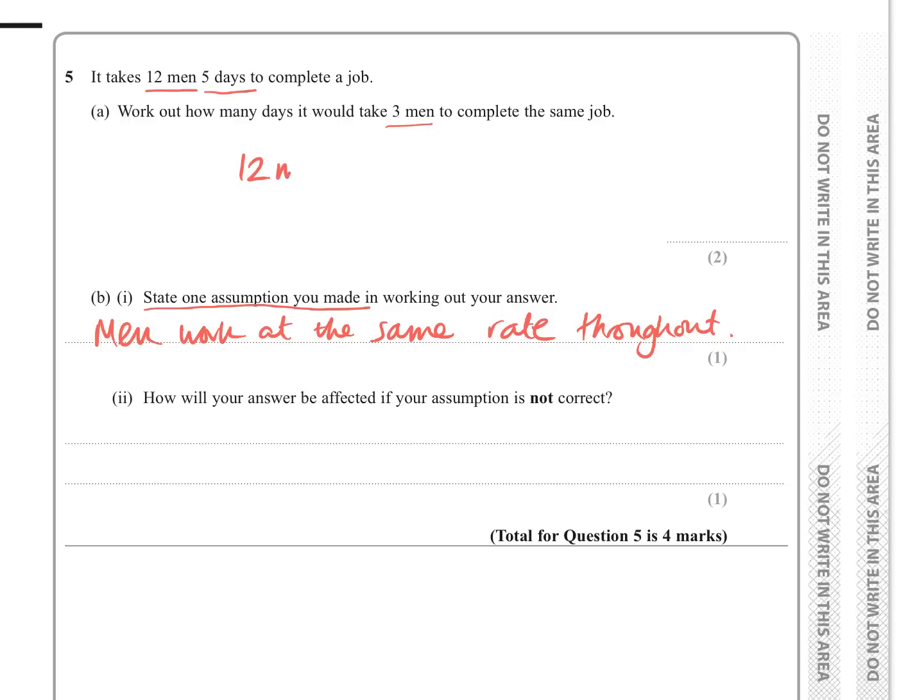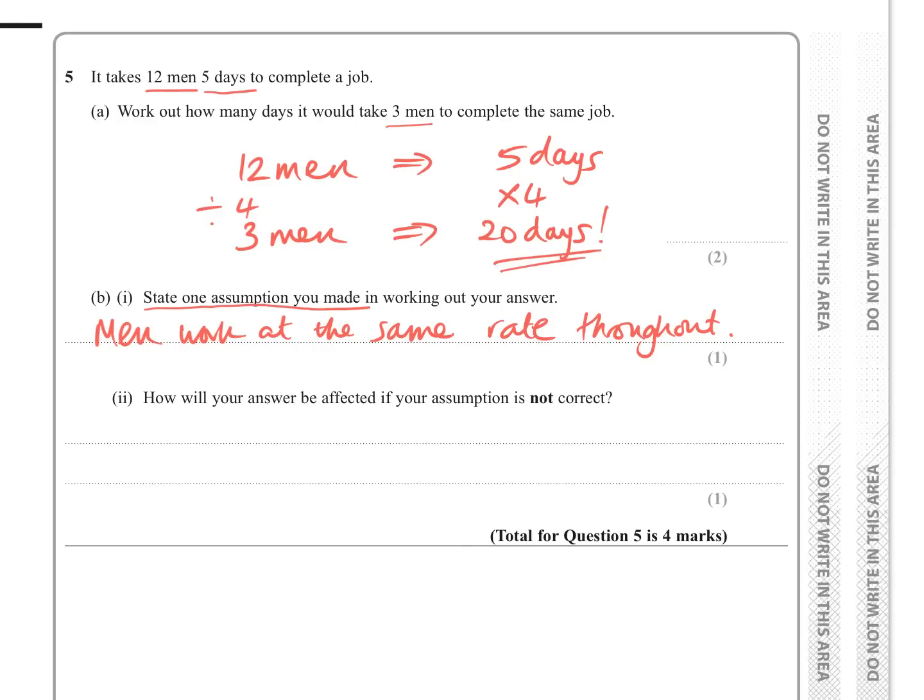So 12 men, well, we're given that is 5 days. So one way of looking at this is we've got to get to 3 here. So if we want to get to 3 men, then we can divide this by 4. But if we're making it 4 times smaller in terms of the workforce, but that workforce is working at the same rate, then isn't it going to just take 4 times longer to complete the job? So in this respect, we've got to times this one by 4 to get the desired outcome. So that will give us 20 days.